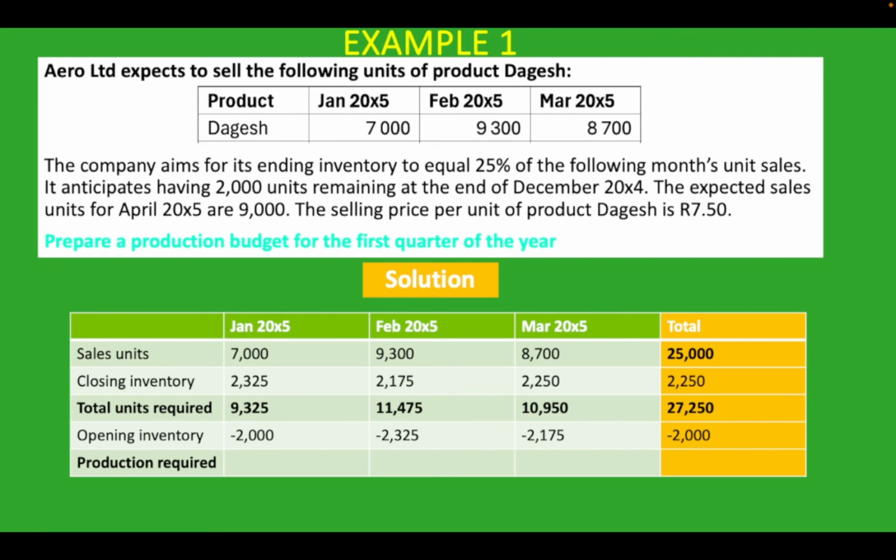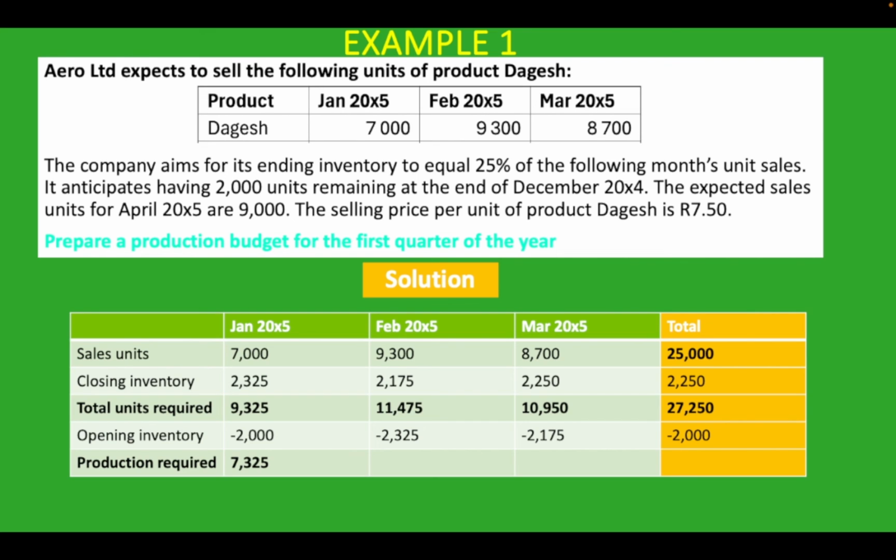Now we can just figure out how much we need to produce in each of the 3 months in our quarter. Okay, in January we need a total of 9,325, but we already have 2,000 units in stock. So 9,325 minus 2,000 gives us 7,325. Now this is why you're preparing the production budget. How many units do I actually need to produce to meet my demand? Okay, that is 7,325. So I know if I produce 7,325 units, I will have what I need for selling the units and for closing inventory. Okay, because we already had 2,000 opening inventory, so we don't need to produce the 2,000.